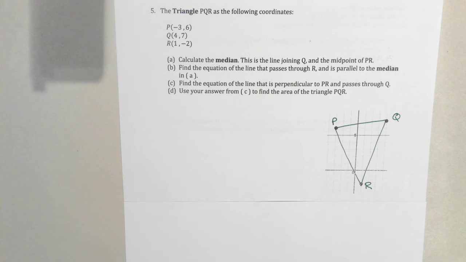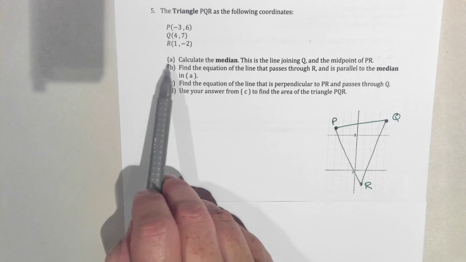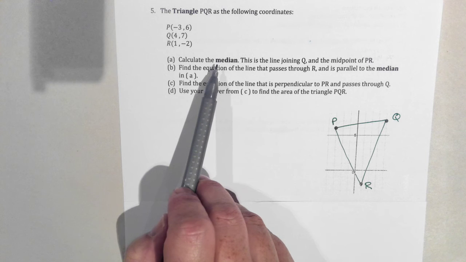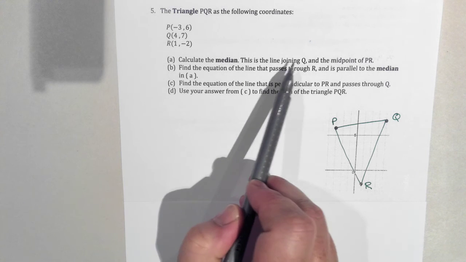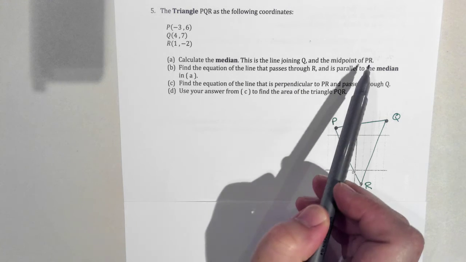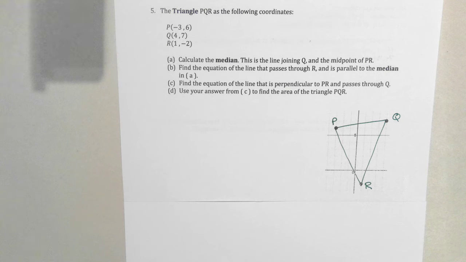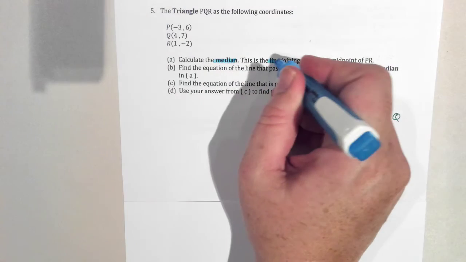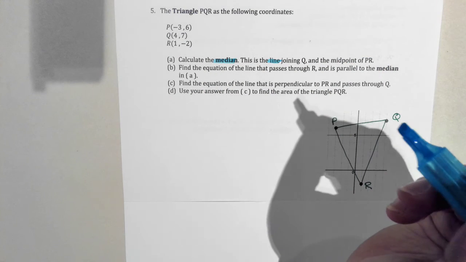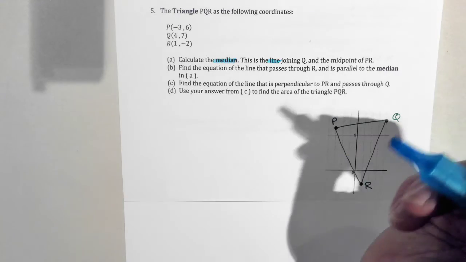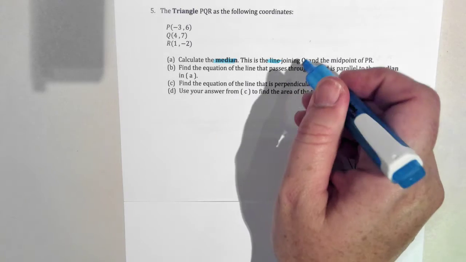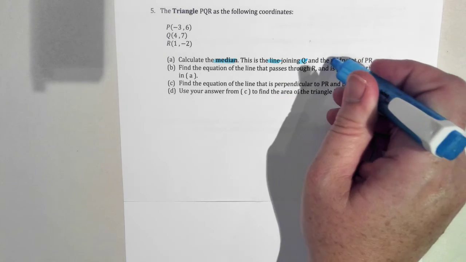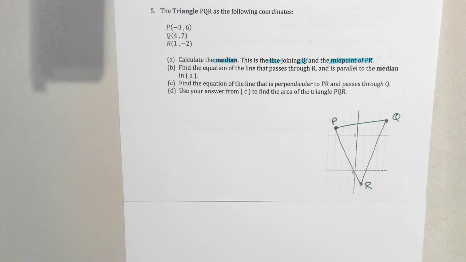Okay, there we go. First part A says calculate the median. This is the line joining Q and the midpoint of PR. Okay, let's just think about that. We want to find the median, and they've highlighted that in bold, and it's a line. So let's think about it. If it's a line, then we need to find the equation of that line. So it's a line joining Q and the midpoint of PR.